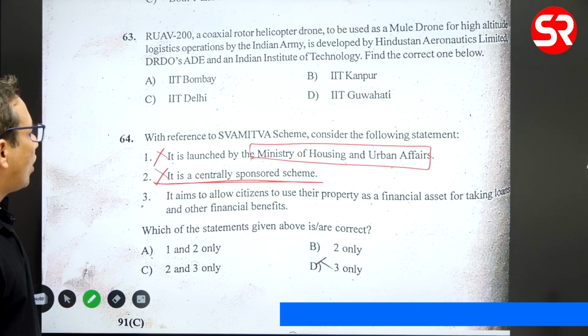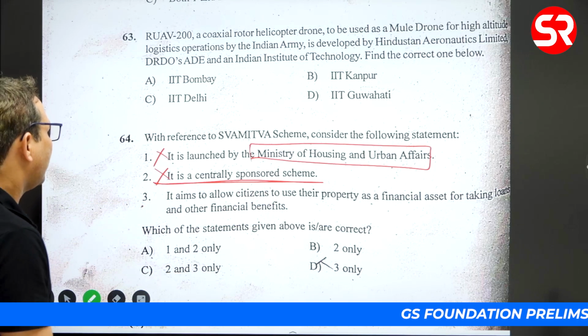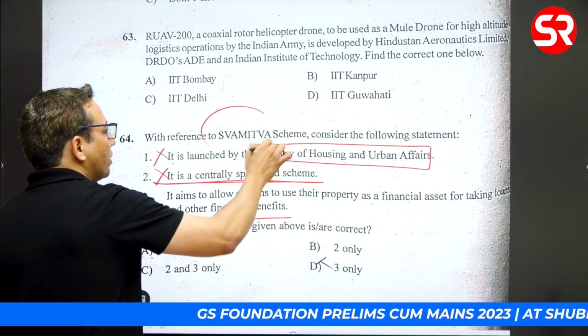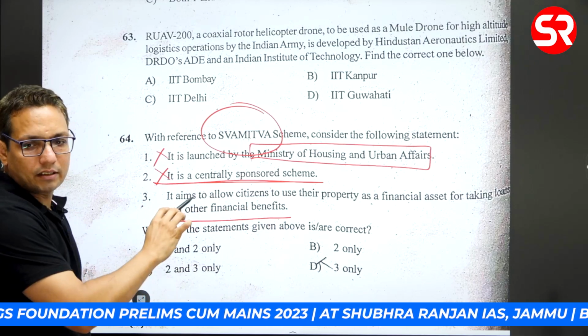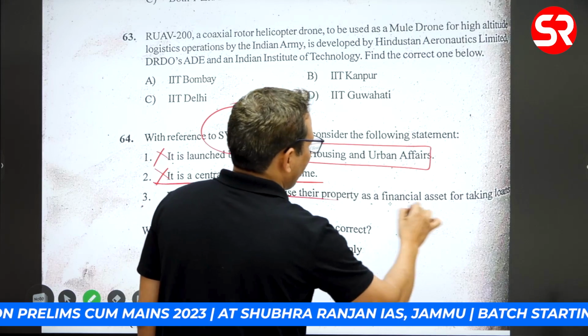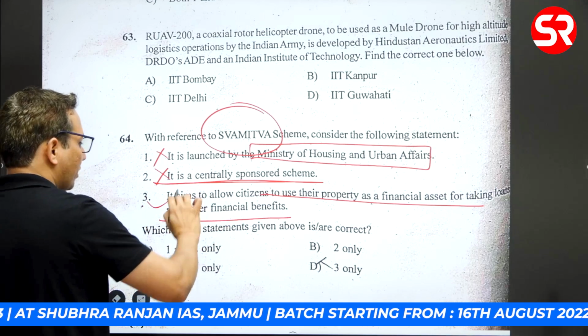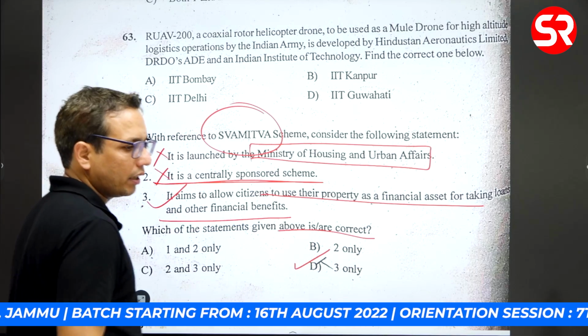It aims to allow citizens to use their property as a financial asset for taking loans and other financial benefits. Yes, we can understand from the name, it's going to provide them ownership. So it will allow citizens to use their property as financial assets for taking loans and other financial benefits. This statement is correct. We need to find out the correct statement. Answer is D only. All right.